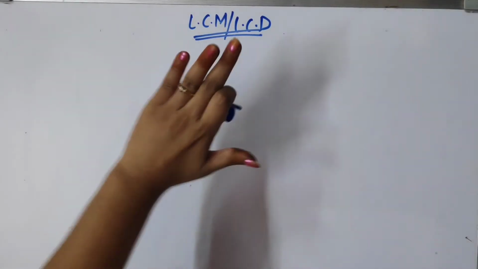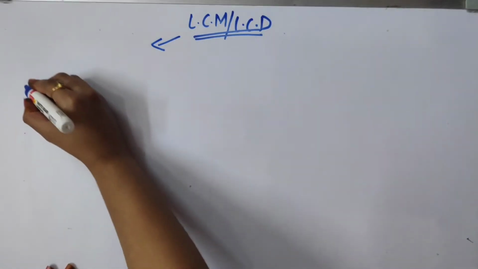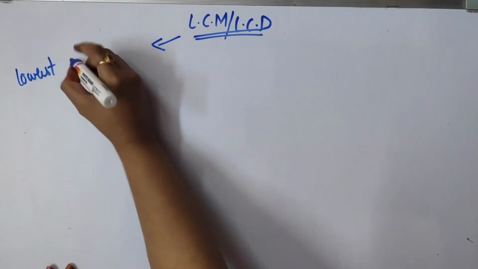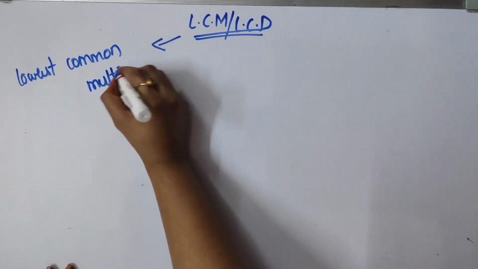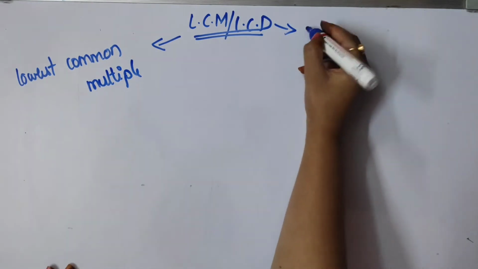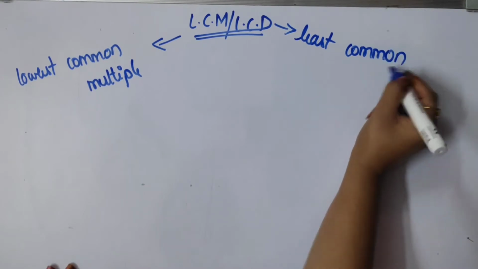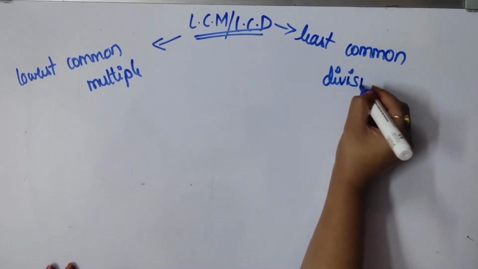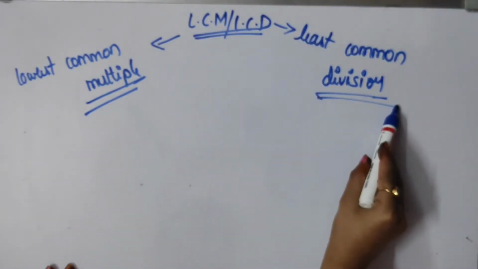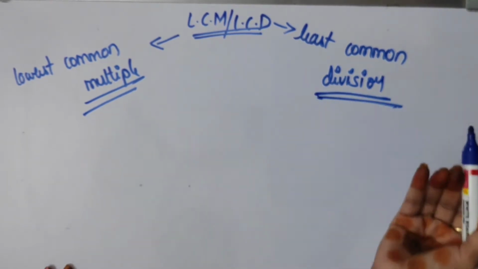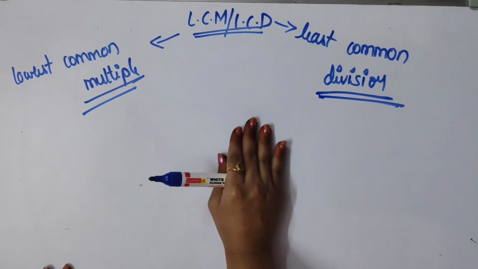Let's see what is the full form of these two terms. LCM full form is lowest common multiple, and the full form of LCD is least common divisor. So multiple and divisor are the same. Multiples are also known as divisors and divisors are also known as multiples. So that's the reason it is called LCM or LCD.